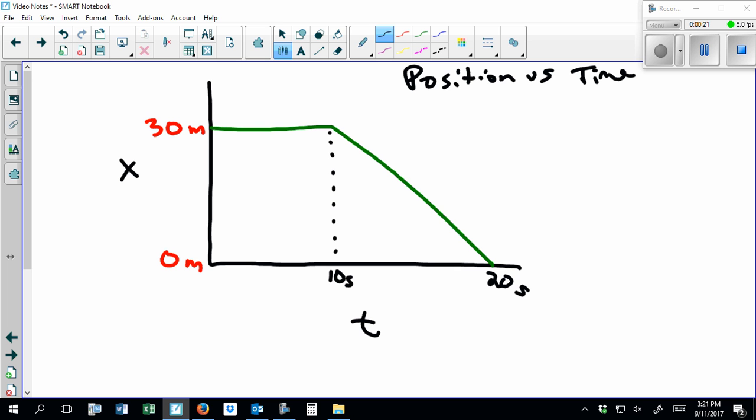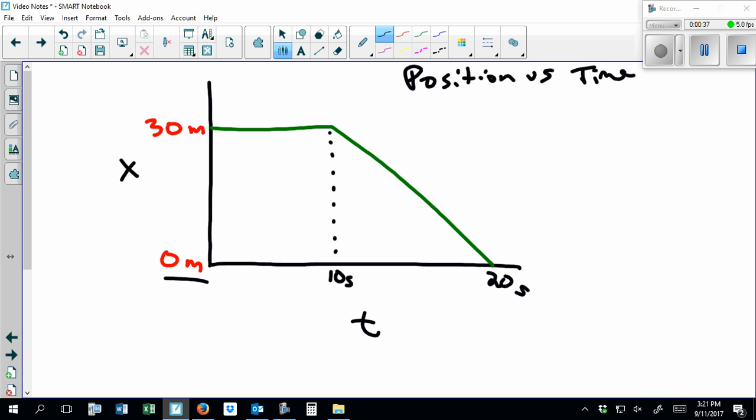So let's say at this 10-second mark, right at that position, or right at that time, it is 30 meters away from whatever point we set as R0. Here at 20 seconds, we're back down at 0, and here in the middle, we're somewhere in between.